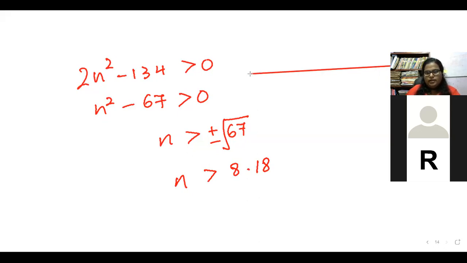So when you mark this one on a number line, right? So we can mark like it is 8, 9, 10, 7. So this is the value here, 8.718, and n should be greater than this one.